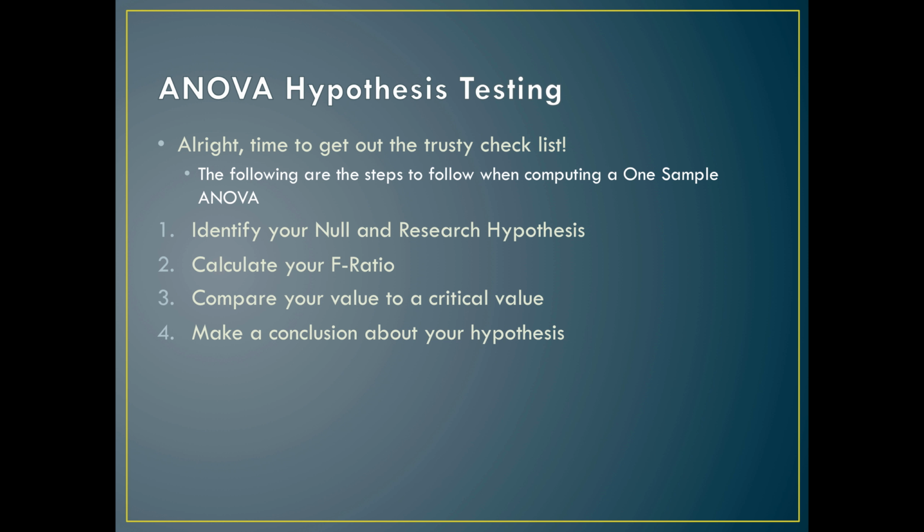So how do we go about it? Just like any other test, you're going to have to state your null and your alternative. You're going to have to actually calculate your F statistic. You're going to have a critical value, which you will obtain using your alpha level and your degrees of freedom. And then you're going to be comparing your critical value to the F ratio, and the one that is most extreme wins. So if your F ratio is more extreme than your critical value, that means you're rejecting the null. If your critical value is more extreme than your F ratio, then you fail to reject the null, and you make your final conclusion.